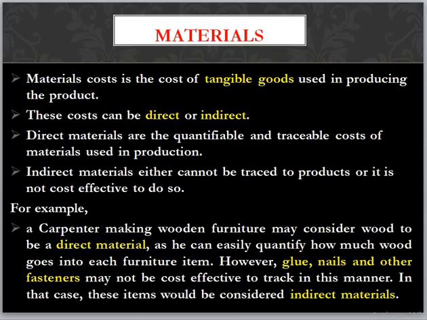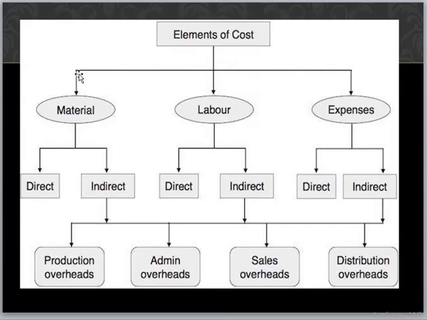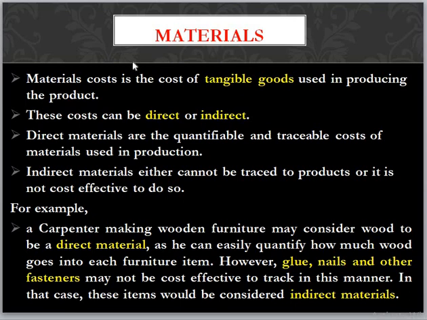So first of all, as you saw in the previous picture, the first element of cost is material. Material cost is the cost of tangible goods used in producing the product. These costs can be direct or indirect. As I said earlier, material may be direct material or indirect material. And what is material? Material is basically all the tangible goods which get converted into finished goods during the process of manufacturing.